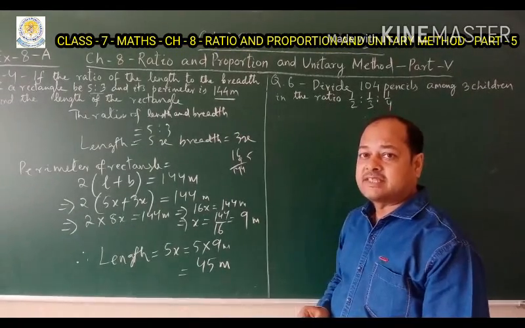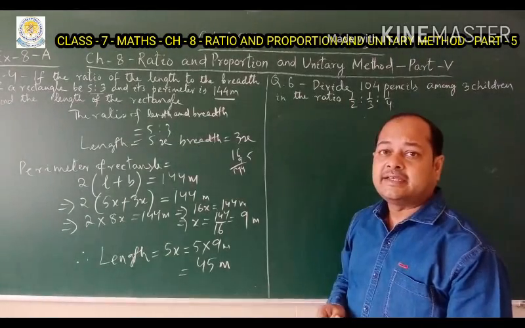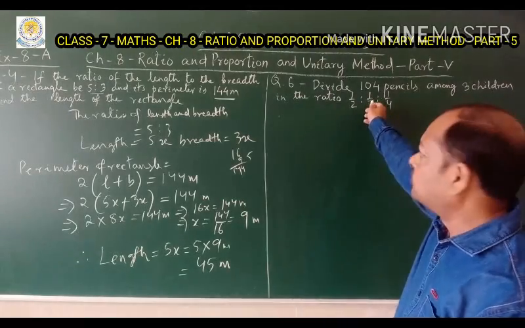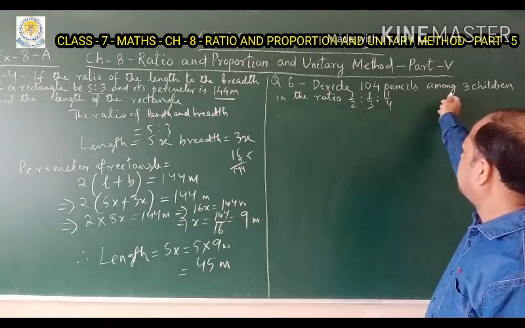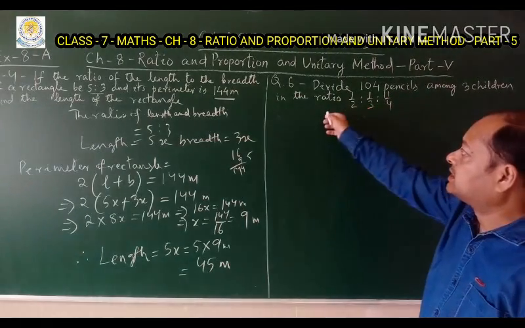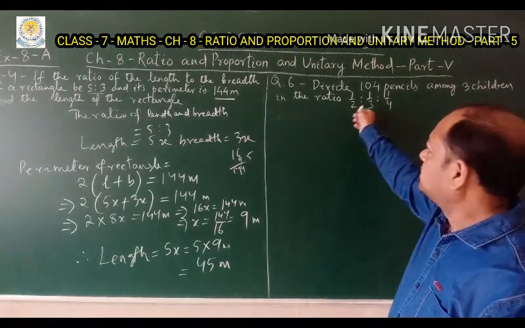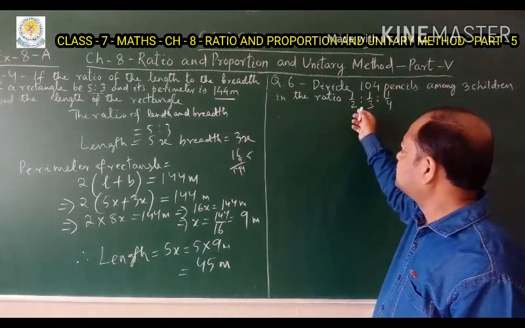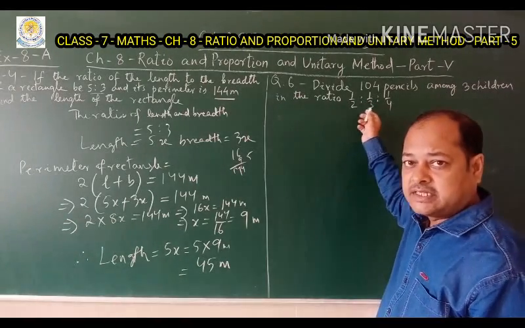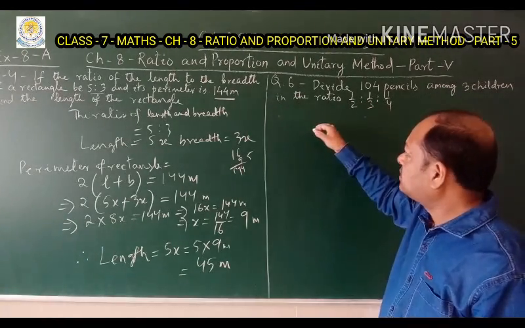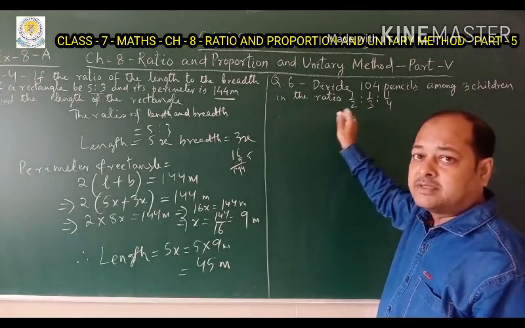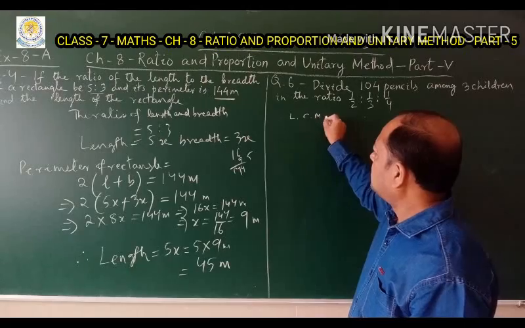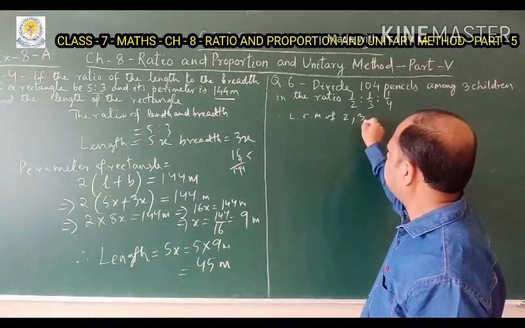Look at question number 6 from exercise 8a. The question says divide 104 pencils among 3 children in the ratio 1 by 2 is to 1 by 3 is to 1 by 4. So whenever this type of ratio with 3 parts comes, then we have to find out the LCM of the denominators first. So what is the LCM of 2, 3, 4?